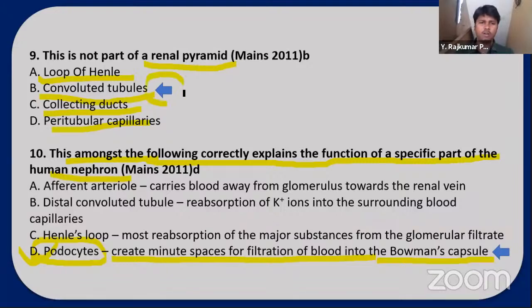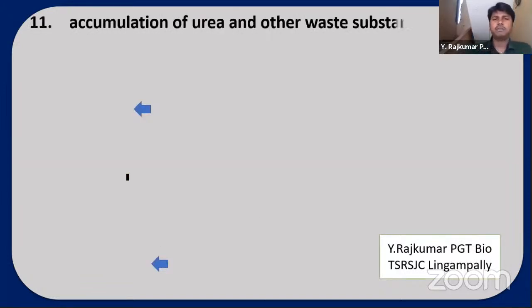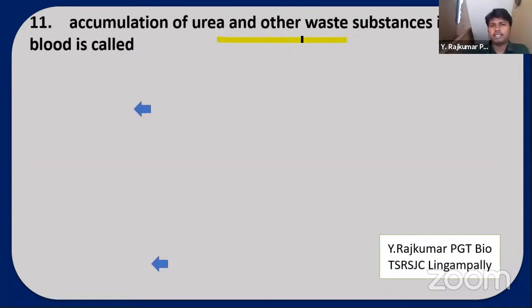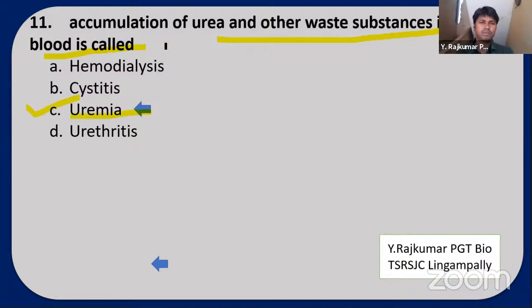You can see the arrowheads. I kept the arrowheads for the right answers. Let's see the next question. Accumulation of urea and other waste substances in the blood is called, what is it called? Hemodialysis, cystitis, uremia or urethritis? The answer is uremia. Uremia is the accumulation of urea and other substances in the blood.